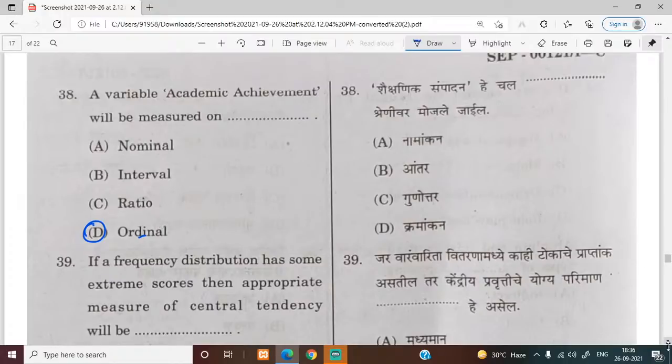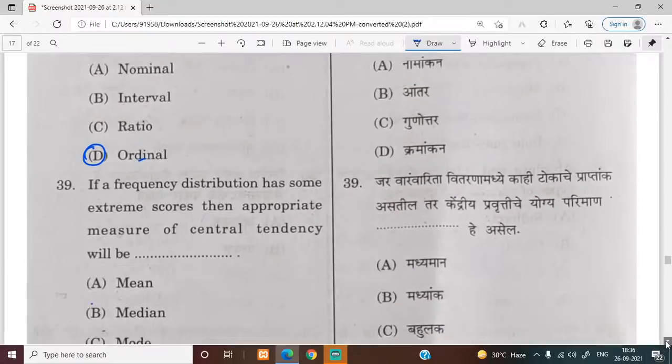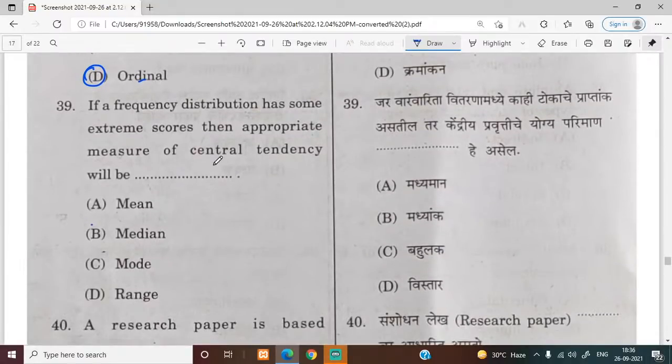If a frequency distribution has some extreme scores, then the appropriate measure of central tendency will be mean, median, mode, or range. The right answer here to question number 39 is option B, median. B is the answer.